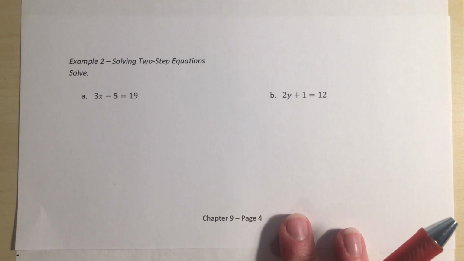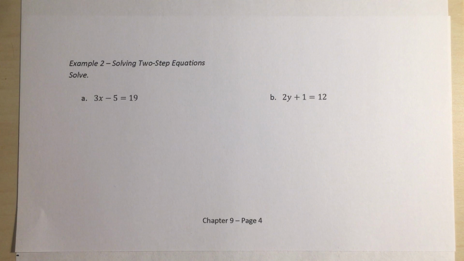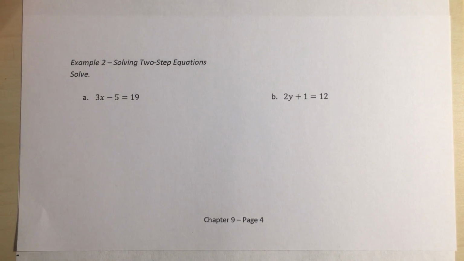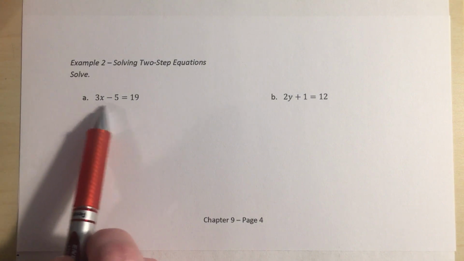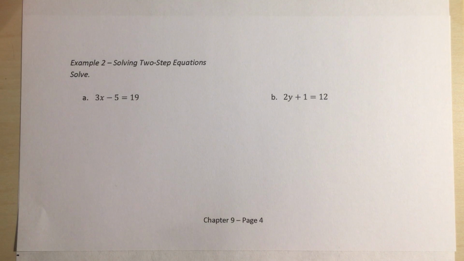In example 2, we are going to be solving these two-step equations. What we see here for example A is 3x minus 5 equals 19. Our eventual goal is to get this x all by itself. That means we need to get rid of this coefficient of 3 and we need to get rid of this number of 5.